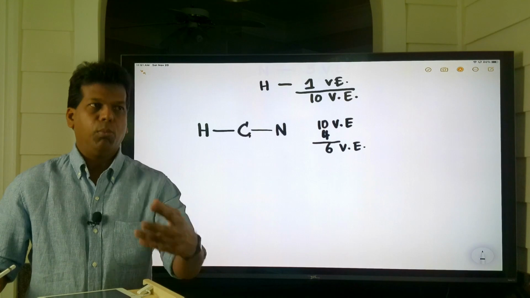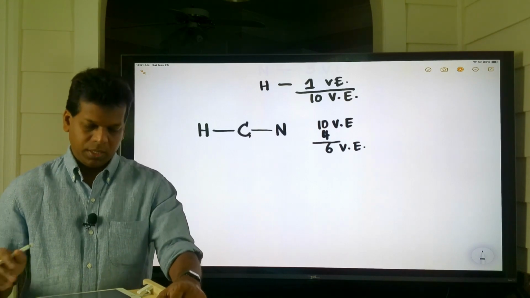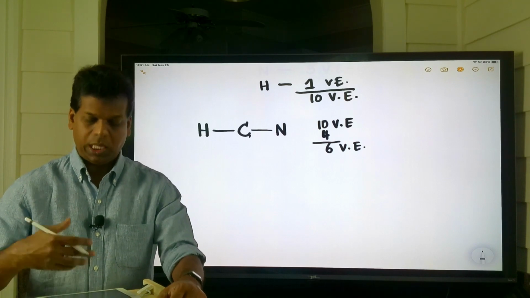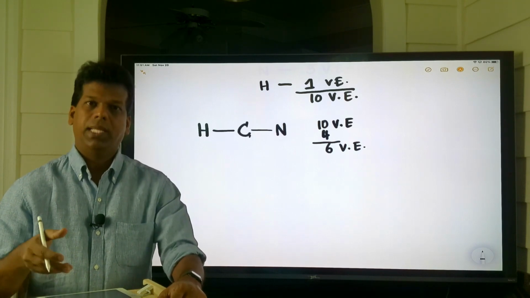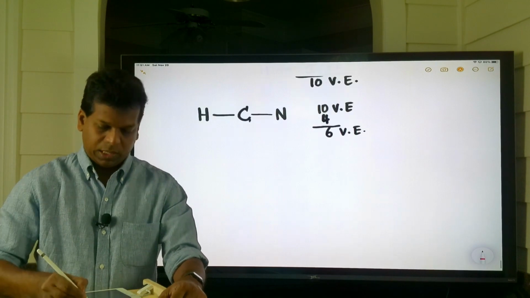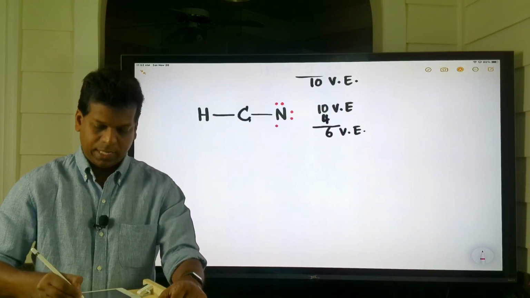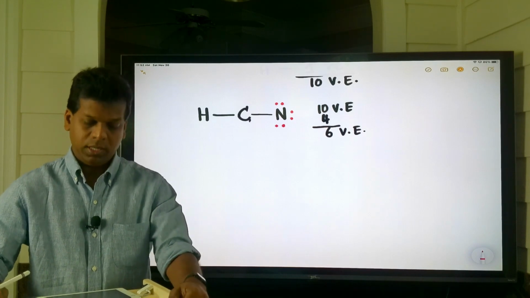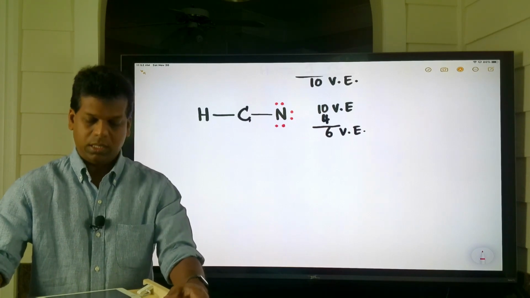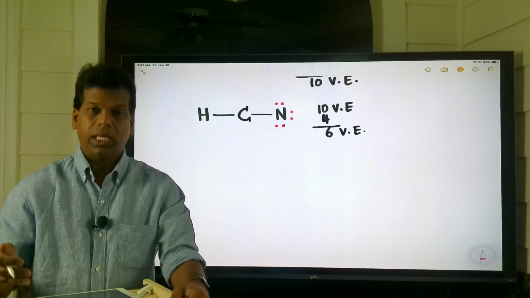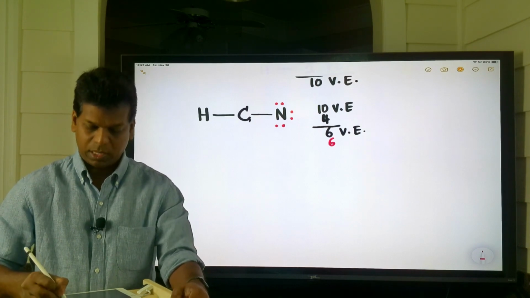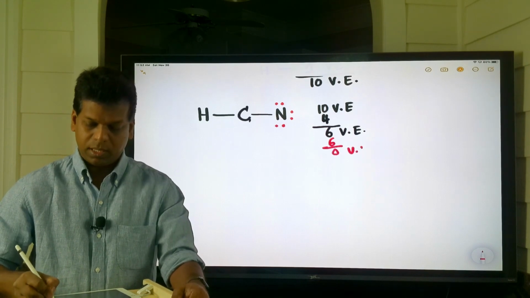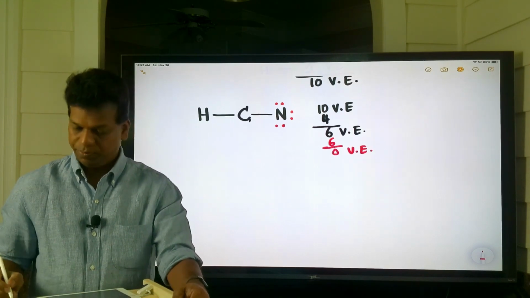Then you take those electrons and go to the terminal atoms and complete their octet, starting from the most electronegative element. In this case, nitrogen is the most electronegative element, so we have to complete the octet, 8 electrons, of nitrogen. I can place 6 electrons as 3 pairs because nitrogen already has 2 electrons. If we place 6, the octet is complete. So that is all we have. After that, there are 0 valence electrons left.